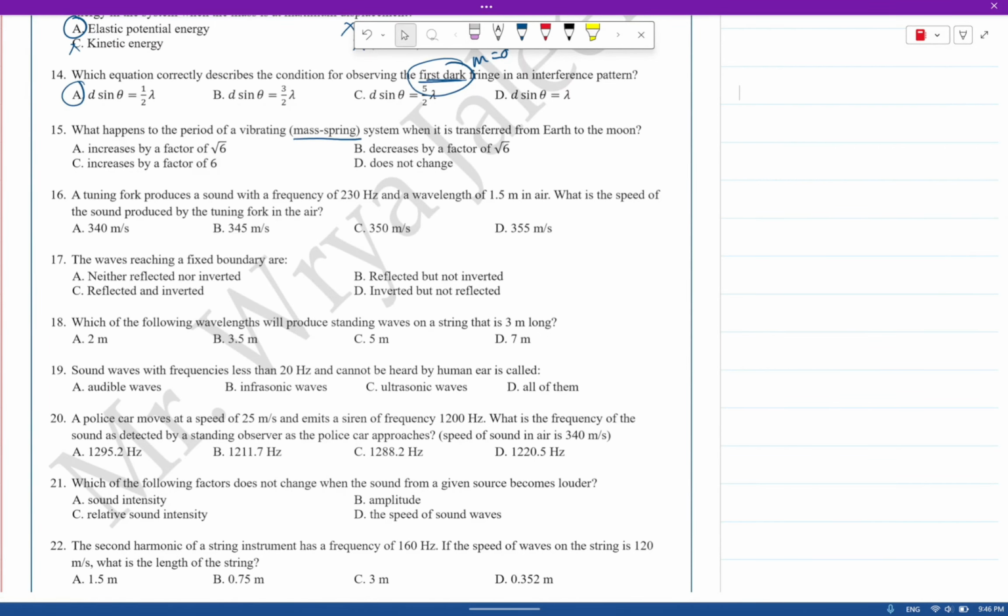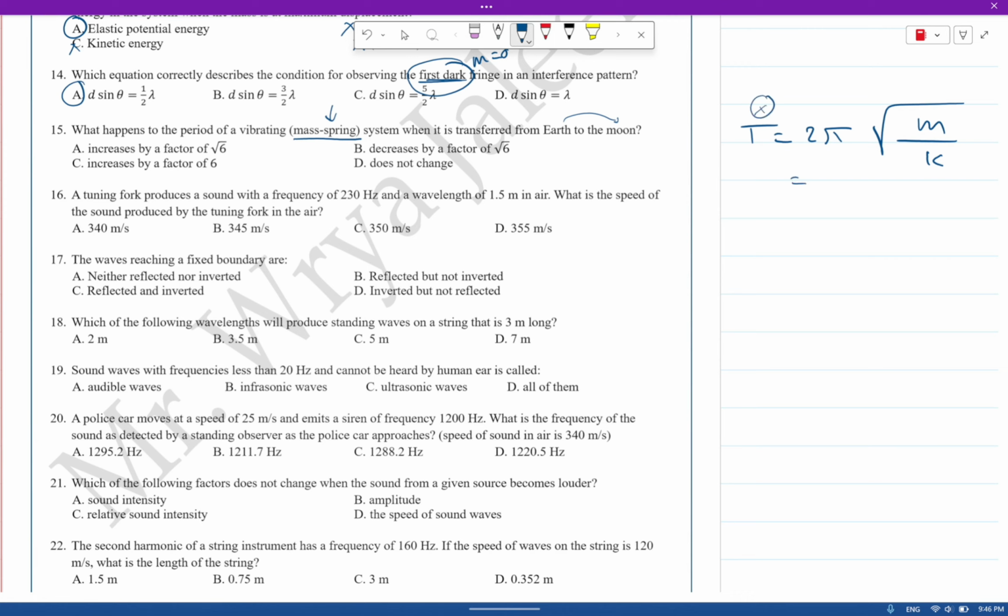Look, first of all, whenever you have a question like this, whether it is a mass spring system or a pendulum, always write the equation for their period. For a mass spring system, it is 2 pi square root of mass over spring constant, don't forget. So you can see here, the question says transferred from the Earth to the moon, the gravity changes there. But look, we have no gravitational acceleration in this equation. So we can say by changing the location here, the period will not be affected.